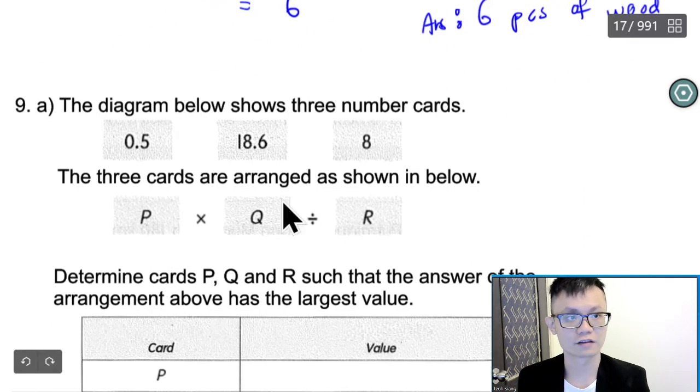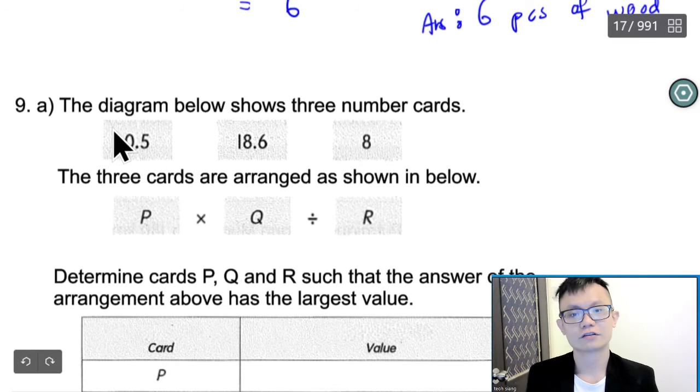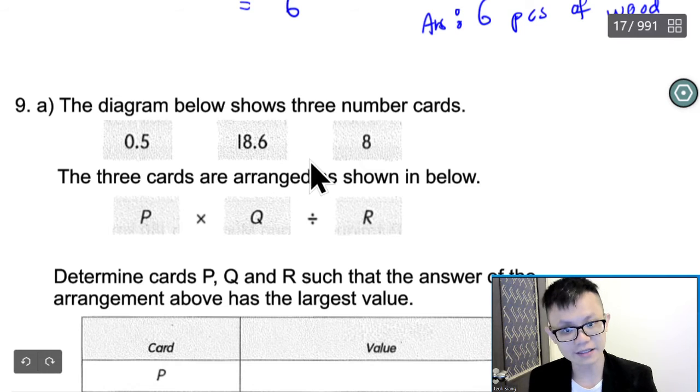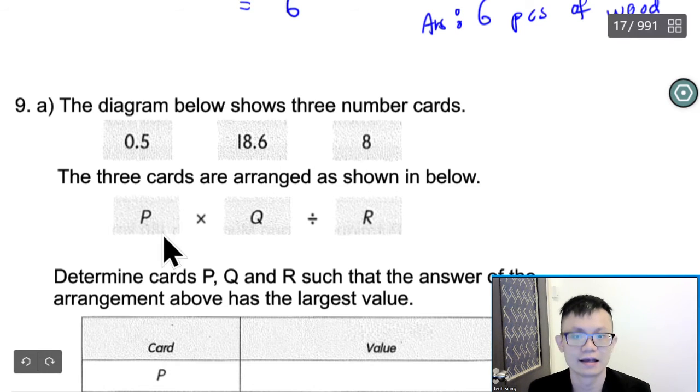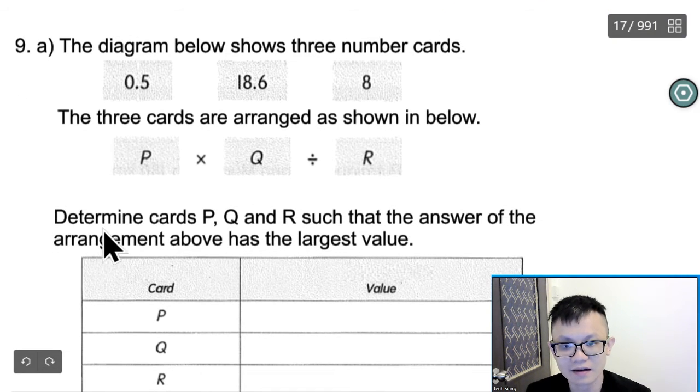Let's move on. The diagram below shows 3 numbers cards: 0.5, 18.6, and 8. P times Q divided by R. Determine the cards P, Q, R such that the answer of the arrangement has the largest value. So how do you want to arrange so that it will get the largest value?